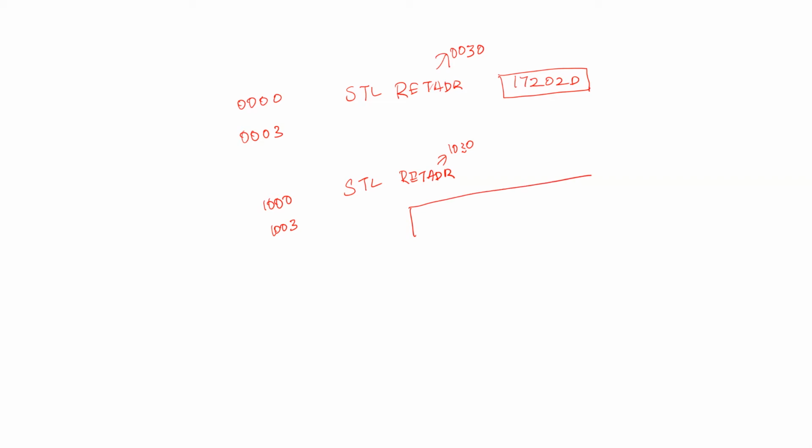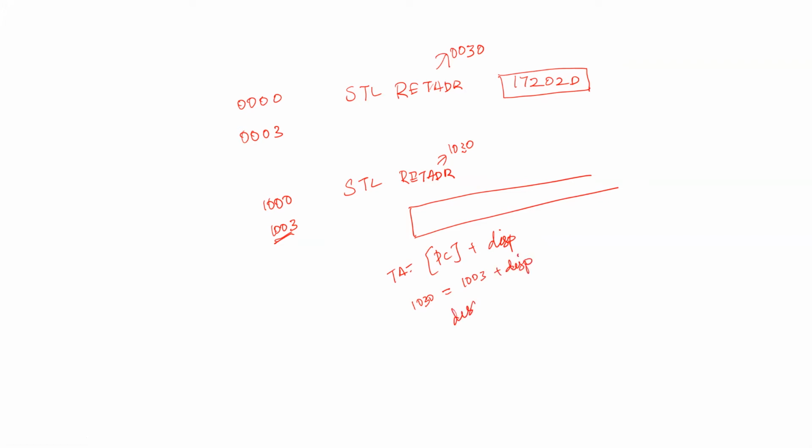Now, if I am going for this, what do I have to do? So we will start here. Program counter relative mode is equal to the content of the program counter plus displacement. So what is the target address? That is 1030, right? 1030 equals the content of program counter 1003 plus displacement.